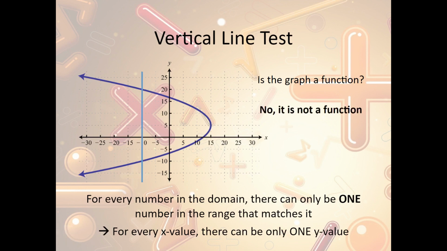And if it only happens once, it doesn't matter how many times. In this case, I can draw a line almost anywhere and it's going to be not a function. But if there's even one place where I can draw it and it's not a function, then the whole thing is not a function.